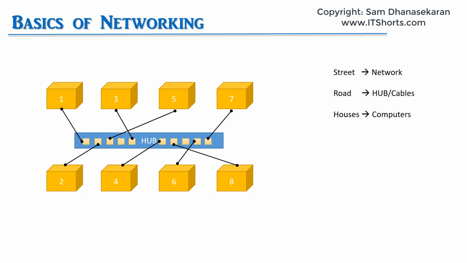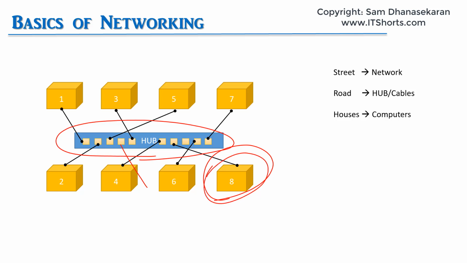But in the computer world, I do not want to depend on the position of the ports. What if someone mistakenly connects the fourth computer in third port? I don't want wrong information to go to the wrong computer. So I will assign the door numbers to the computers directly. So no matter where this computer 8 is connected, to whatever port, this computer will remain as 8.